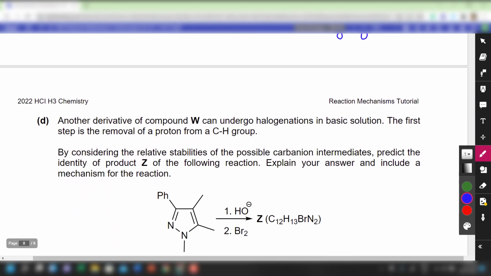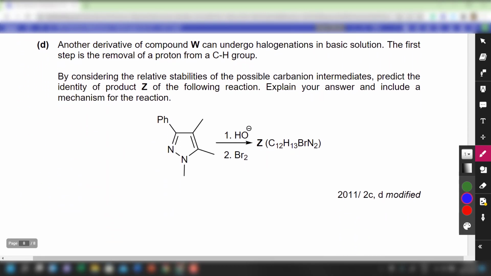Then the final part, which some of you might remember, in the tutorial quite a number of you had issues coming up with the structure of Z, because you don't know how to decide on the carbanion. Another derivative of W can undergo halogenation, removal of proton. That means that protonation is required, and because protonation is required, we have to consider the stabilities of the carbanion intermediate, and from here we need to predict the product Z.